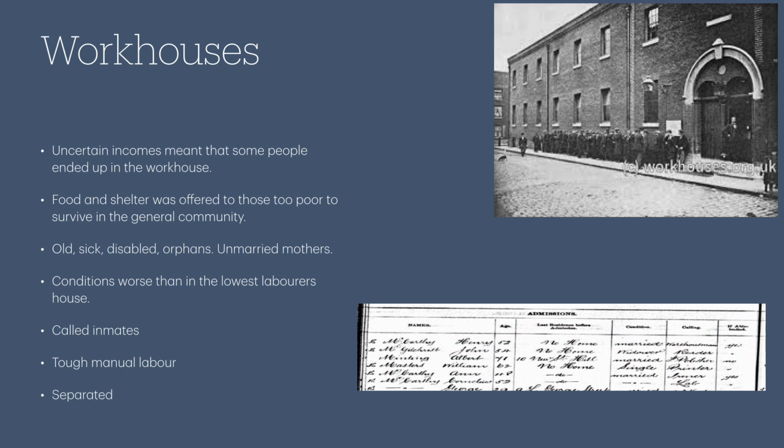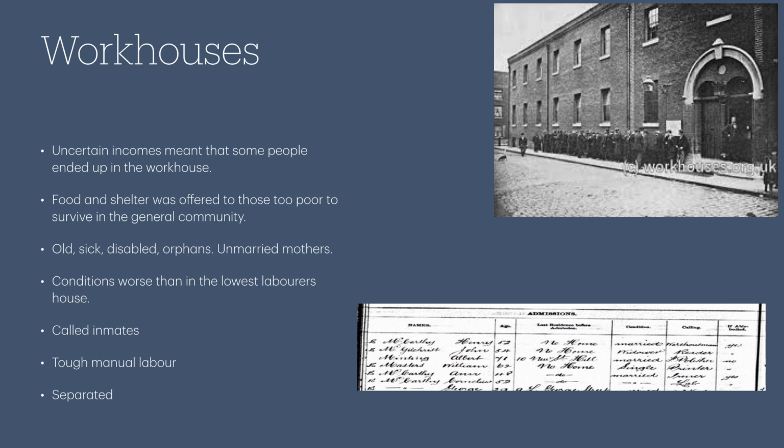You have to wear a uniform, families are split, and tough manual labour is linked to things like prisons, with stone breaking, oakum picking, that is unpicking the rope from the big ships, food preparation, laundry, some really horrible, tough work. Okay, and you had to prove that you had somewhere to go and you had the right kind of wealth to support yourself to get out of the workhouse.